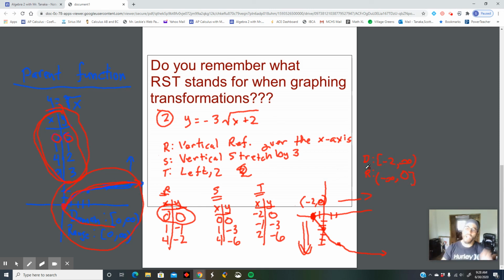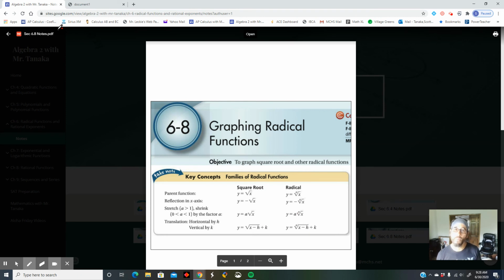All right, that's graphing radical functions, equations. Hopefully you guys felt good about it. Make sure you come in for some extra help if you need it. Make sure you guys are going back and looking at previous lessons if you need help with those lessons.